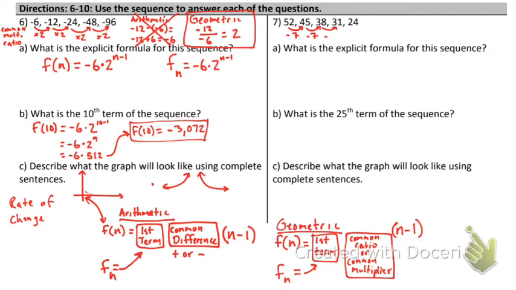We try to figure out if there's something multiplying. Okay, so right here, 52 minus 7, we get 45. That's good. 45 minus 7, 38. It works. 38 minus 7 is 31. 31 minus 7 is 24. So we found that this is arithmetic, because it has a common difference. Something is adding or subtracting.